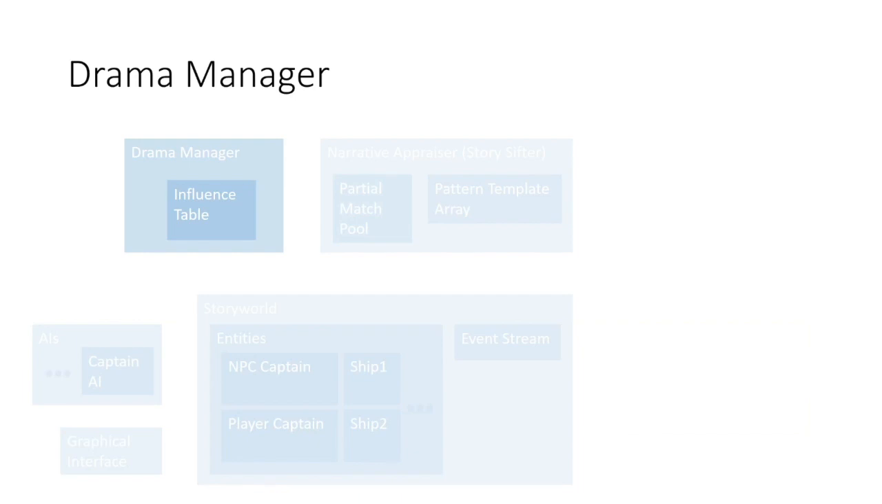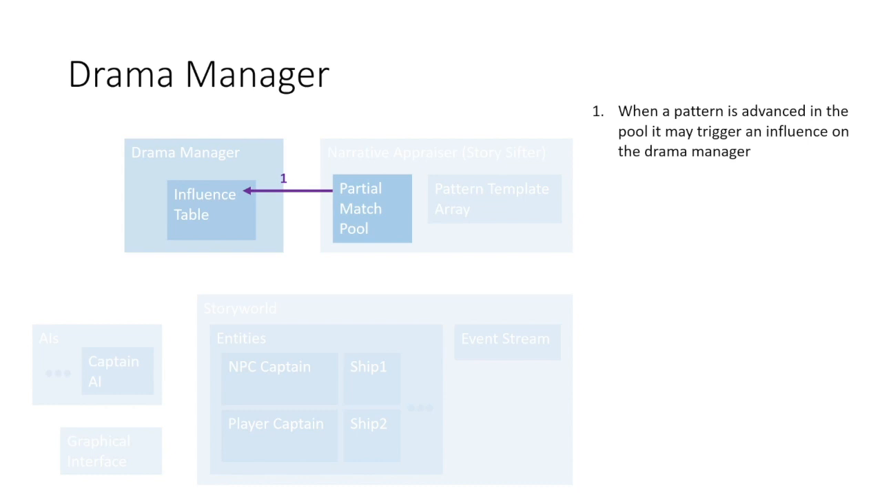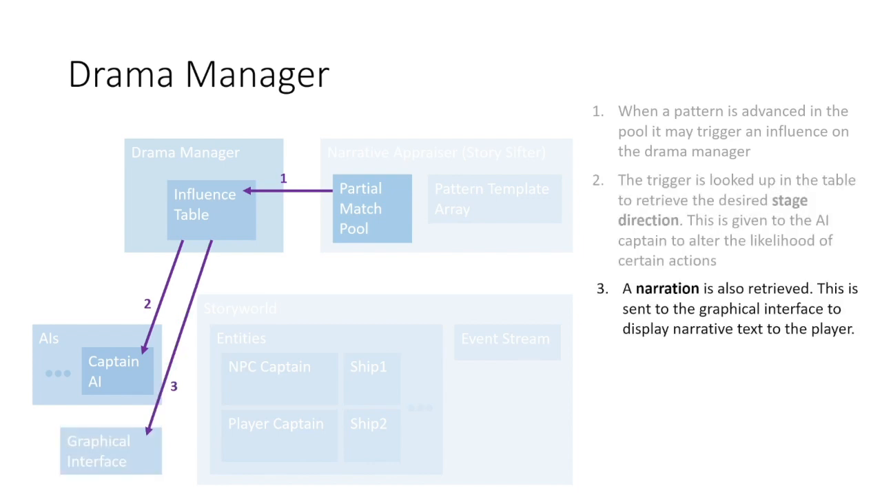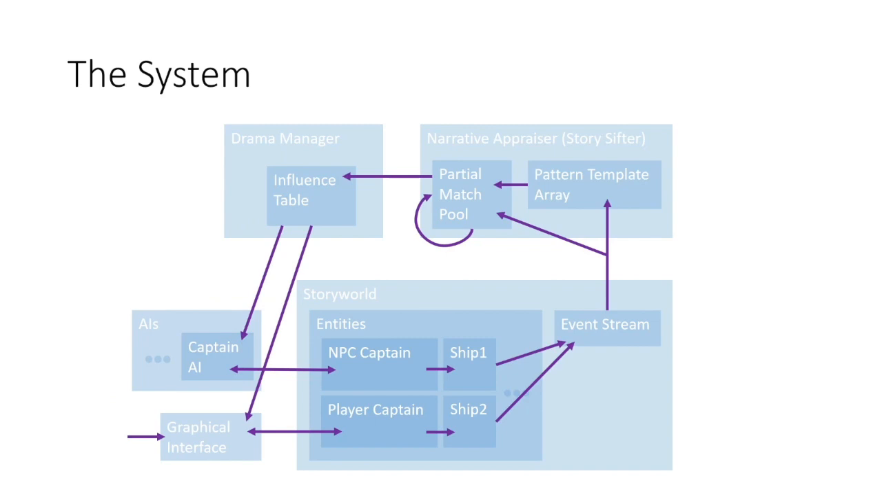This was implemented as simply as possible by tagging certain moments within sifting patterns with what we call influence triggers. When a partial match reaches this point, it sends the trigger to the drama manager. The trigger is then looked up in a table to retrieve the stage directions, as well as narrations. The stage directions are given to the appropriate AI agent to manipulate its random choices, and the narration is displayed to the player via the GUI to aid with narrative sense-making. And we're done. Now we have a feedback loop that theoretically encourages more dramatic sequences to occur.